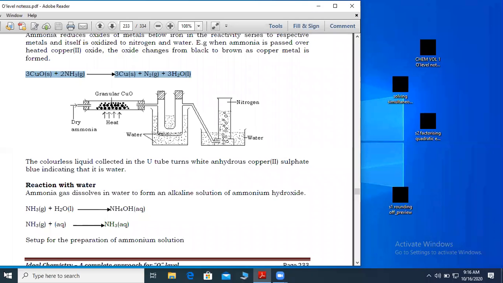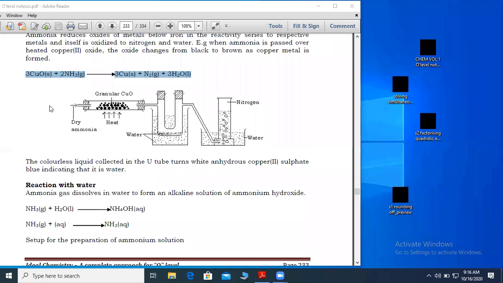I'm happy many of you were writing the conditions properly. The first condition is ammonia gas must be dry. And the second condition is you must heat the lead 2 oxide. So there are only 2 conditions, dry ammonia and heat.